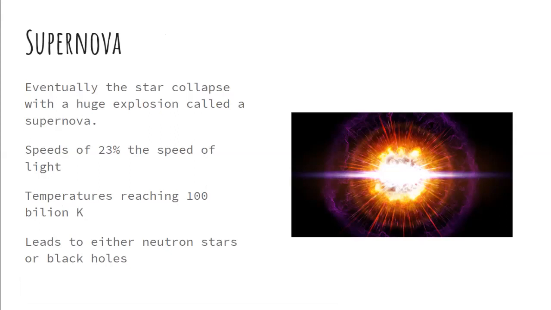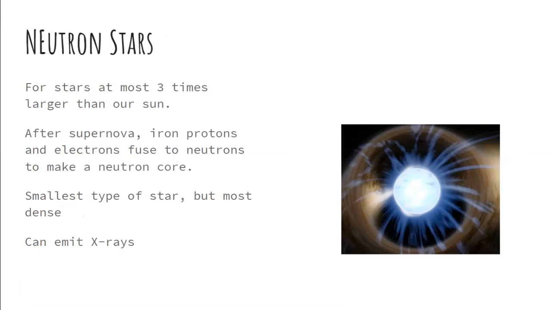This leads into neutron stars or black holes. Neutron stars happen to stars that are at most 3 times larger than our sun. It can be a little bit smaller, but still larger than our sun. After the supernova, the iron protons and electrons start to fuse together to make pure neutrons, and that makes just the core of neutrons after the supernova.